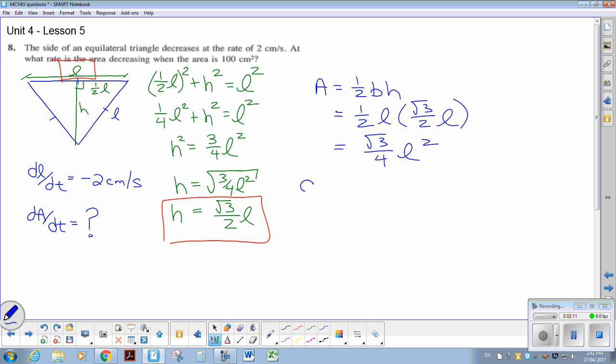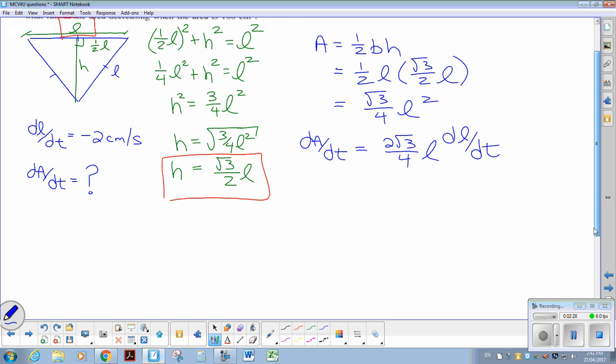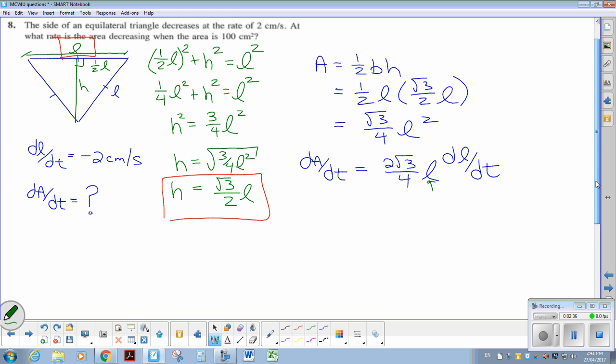Now I can find my area. So dA/dt equals, and the derivative on the other side will be 2 root 3 over 4 L to the exponent 1 times dL/dt. Knowing that, I check to make sure I have all my information. I need to know L at a given point, and it says that the area is 100 centimeters.